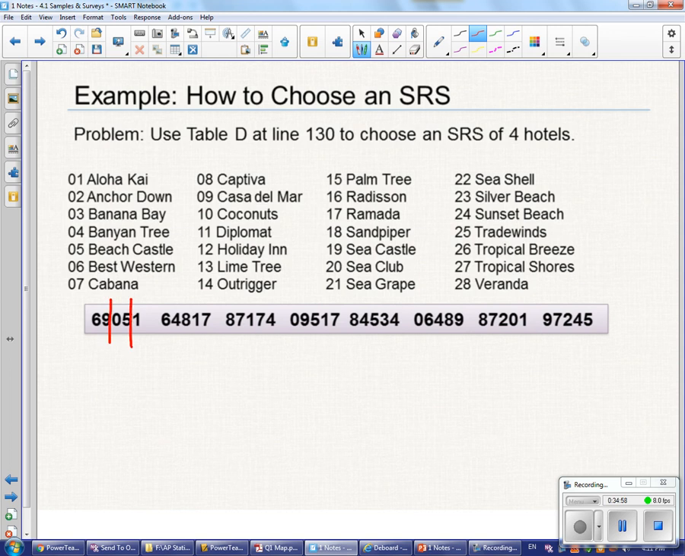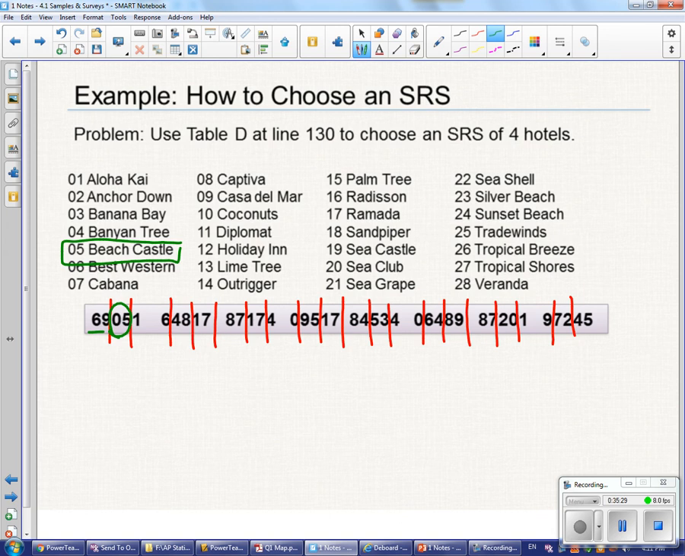Notice they're grouped by 5 digits. So my next group will be that 16, 48, 17. Right now I am just separating them, and then I'm going to look at 2 digits at a time and circle the hotel that is going to be part of my sample. So I look at 69 and I can see I don't have any hotels labeled 69, but I do have a hotel that's labeled 05. That means the Beach Castle Hotel is going to be selected for my sample.